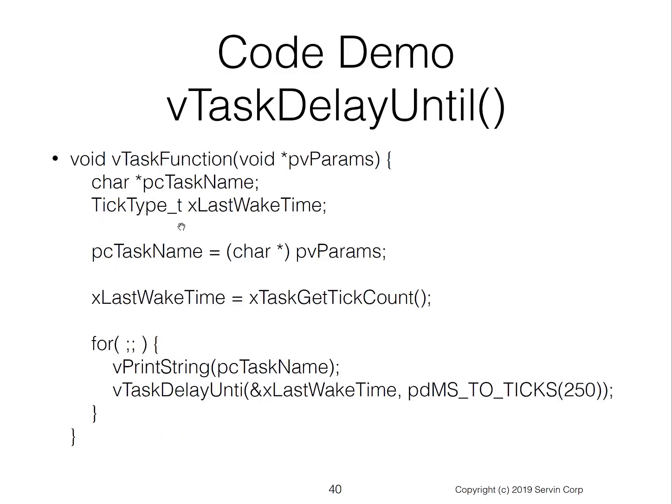Here's a code sample related to that. We see we come into our task function. Notice right here for the last wait time, I call xTaskGetTickCount. Once I've got my tick count, when I do this vTaskDelayUntil, I pass in my last wait time from right here, and then I give, in this case, my milliseconds-to-ticks of 250.